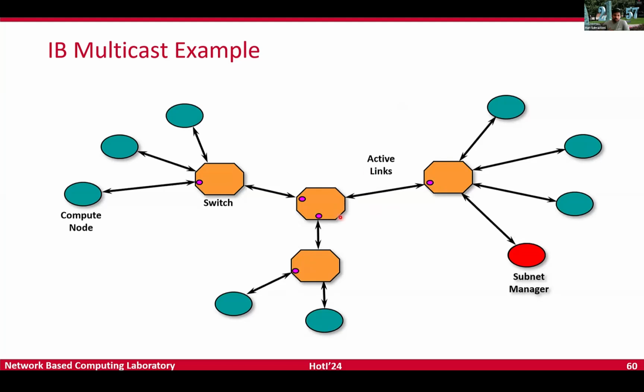And if you look at the switch in between, you will see that multiple egress ports have been tagged with this multicast group ID. So at a later point in time, if any node which is part of this multicast group wants to send a message out to this multicast group, the switches will replicate the packet, and the end node will only have to send one copy instead of multiple copies. So this was an initial network hardware offload solution that InfiniBand has.